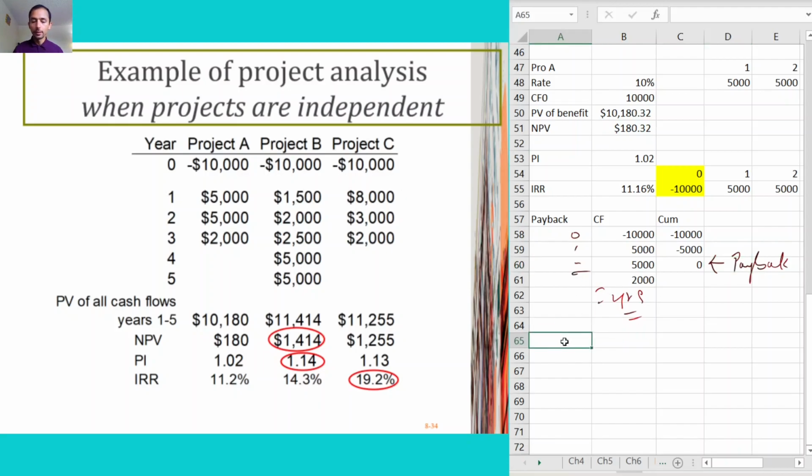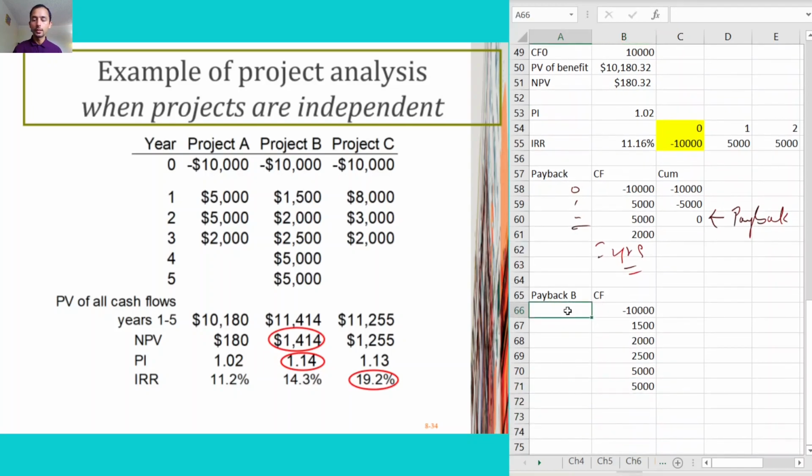Right, just to confirm, I will just do payback for B, right? That's what I'm doing. So CF is minus 10,000. That's 1,000 minus 10,000. 5,000. Sorry, 1,500 for project B. 2,000. 2,500. 5,000. 5,000. You need all of that, right? It's times 0, 1, 2, 3, 4, 5. And then now cumulative.